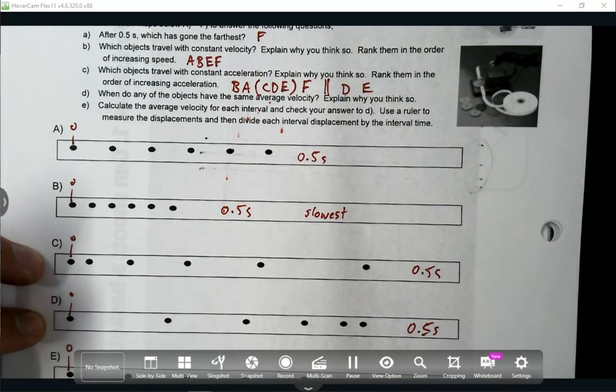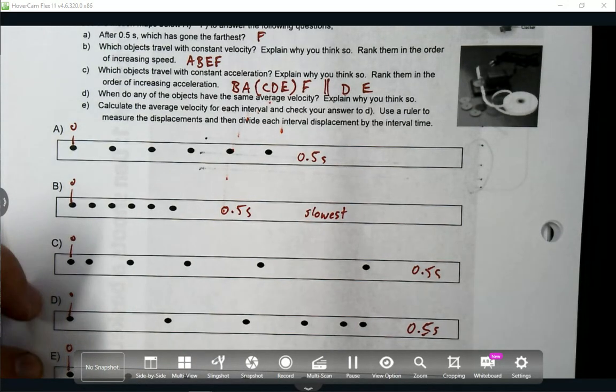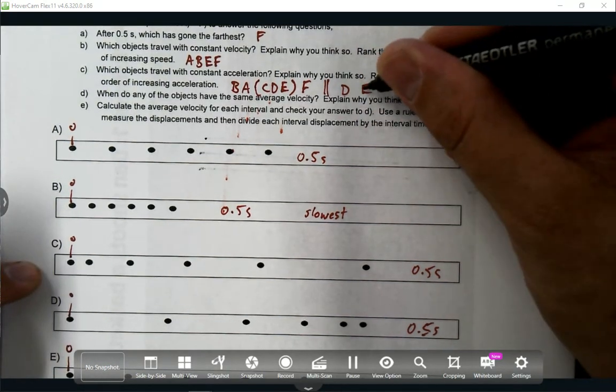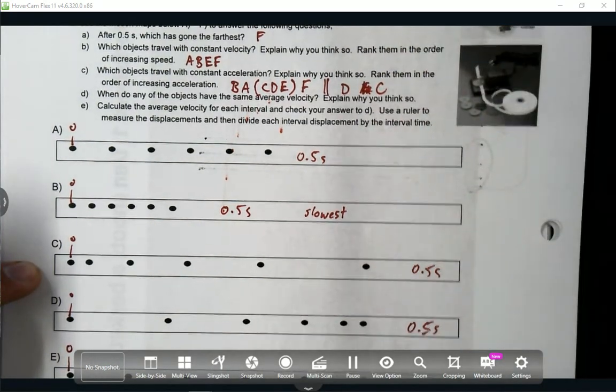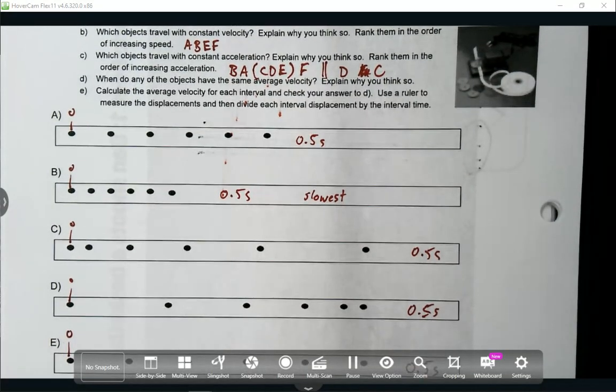Is anything else accelerating? Doesn't seem so. D is accelerating. Or did I say D? Not D and E, sorry. D is the negative one. C is the positive one. My bad. Yeah. All right.